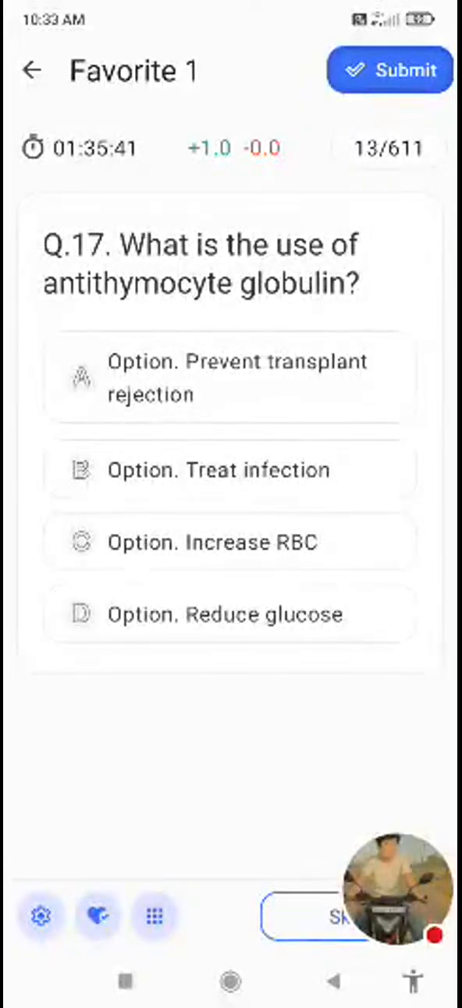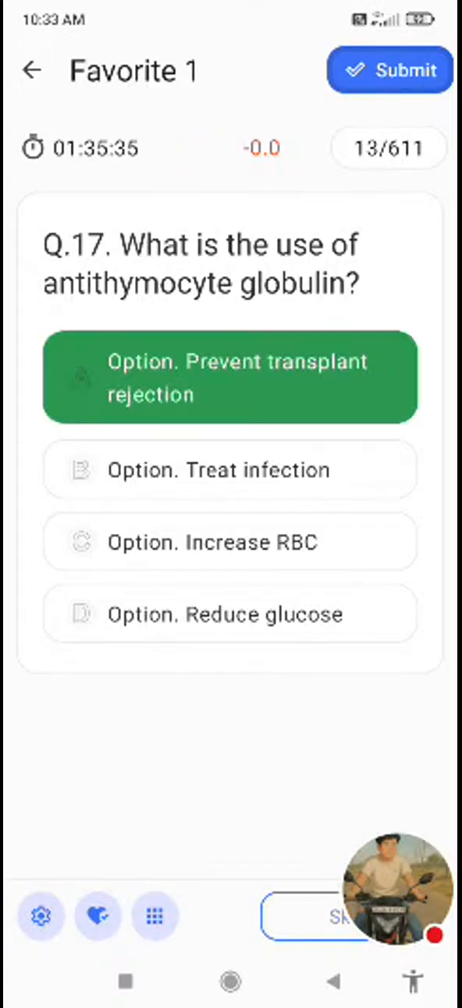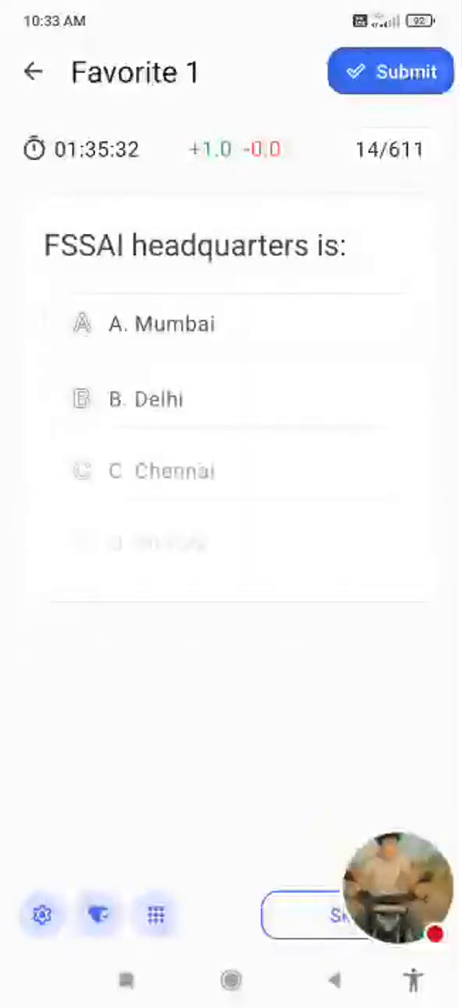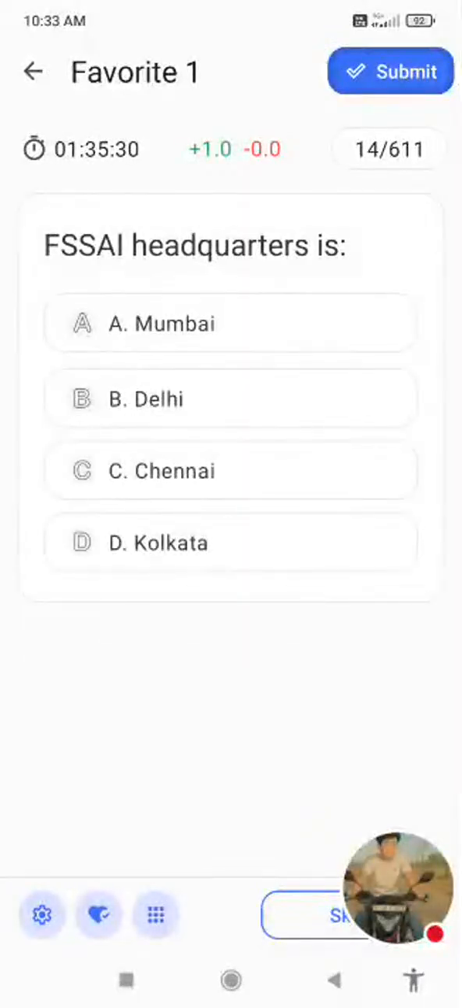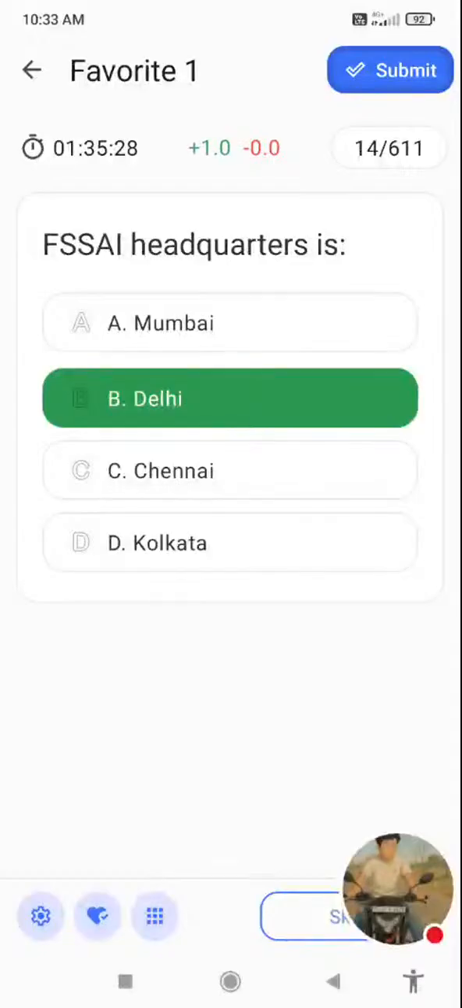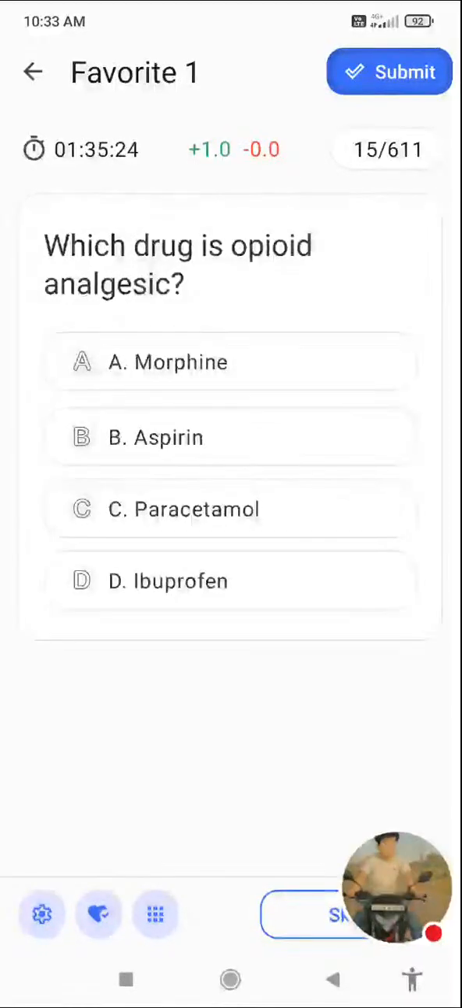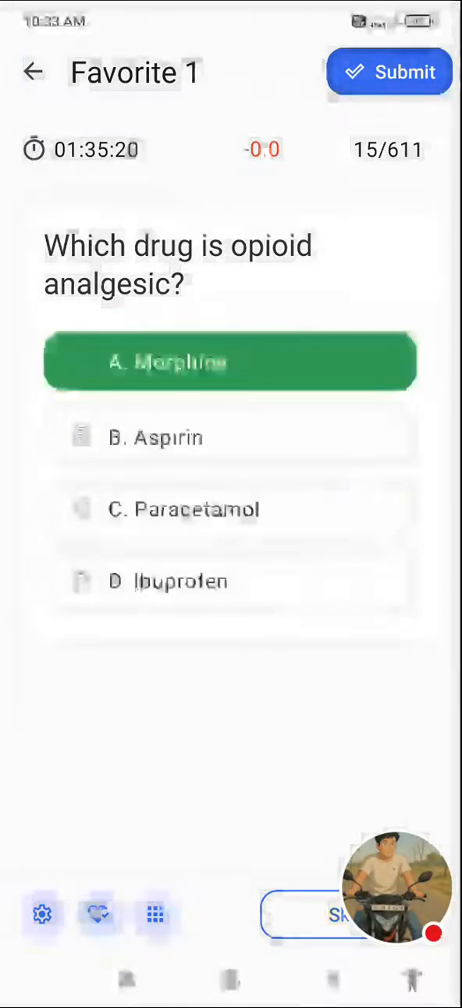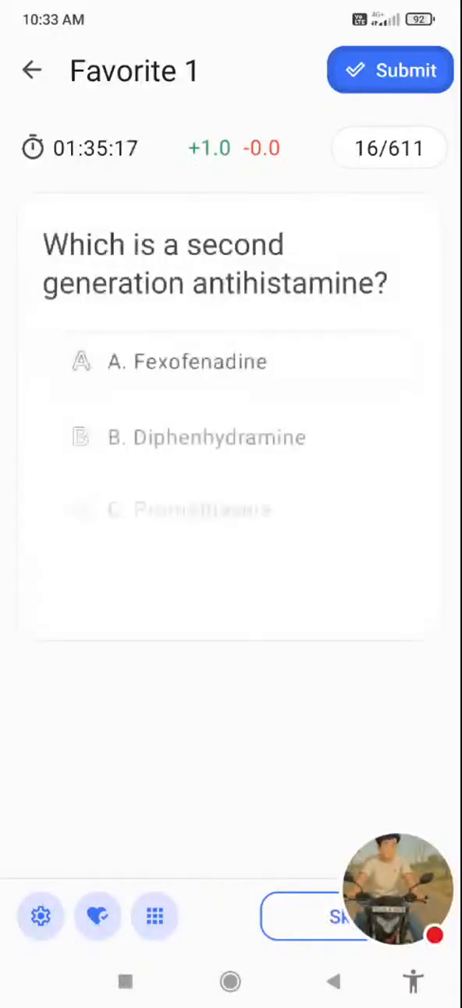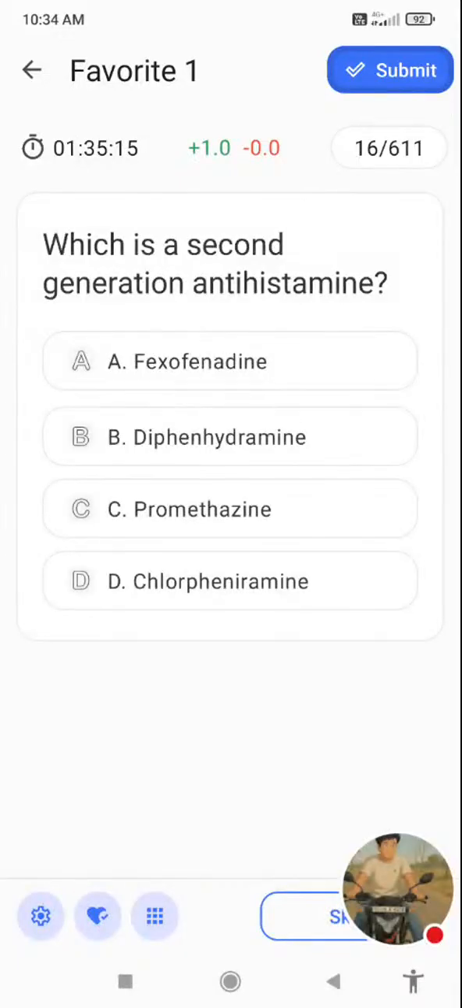What is the use of anti-thymocyte globulin? Prevent transplant rejection. FSSAI headquarters is Delhi. Which drug is an opioid analgesic? Morphine. Which is the second generation antihistamine? Fexofenadine.